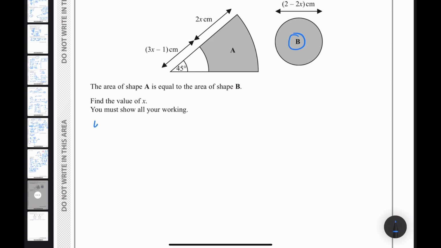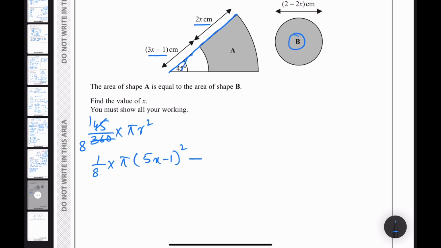So the total area will be 45 over 360 times pi r square. Now for the bigger sector, this will be the r. That is 3x minus 1 plus 2x, so it will become 5x minus 1. And 45 over 360 will be like 1 over 8. So 1 over 8 times pi times 5x minus 1 square. That will be the area of the bigger shape.